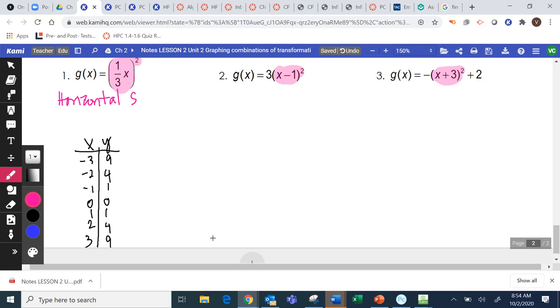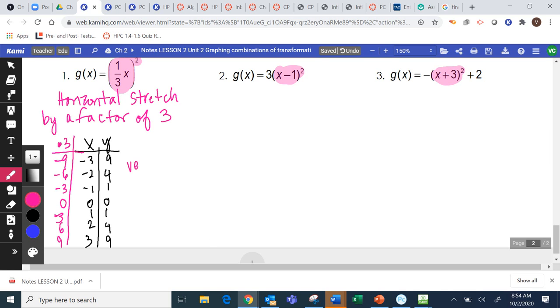Horizontal, this is going to be a stretch by a factor of 1/3. No, just joking, not 1/3. Factor of 3, because we have to reciprocate it when it's horizontal. So then I multiply all my x's by 3. And then my vertex would be 0, 0.